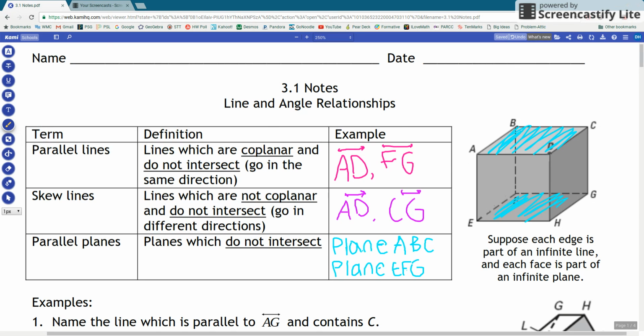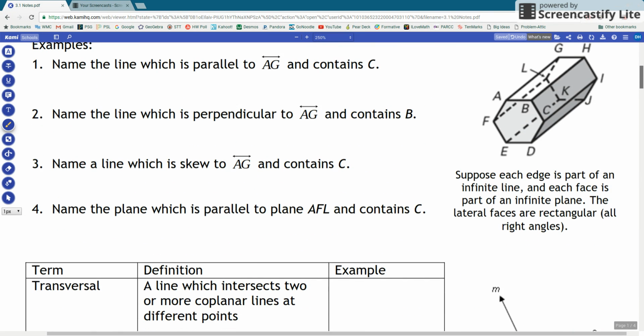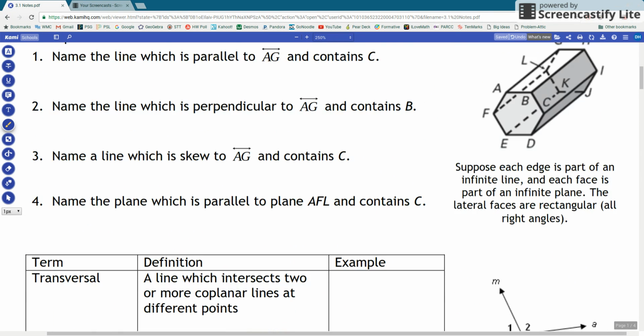Let's see a few more examples with this. In the first example, we're looking for a line which is parallel to AG and specifically contains point C. So remember, the quick trick to figuring out if it's parallel is to see if it's going in the same direction. So the only line that works for that one is line CI.